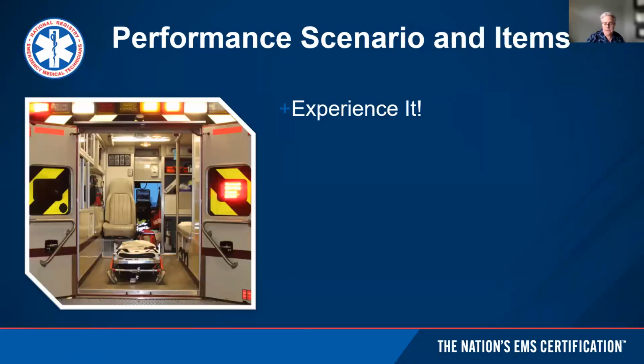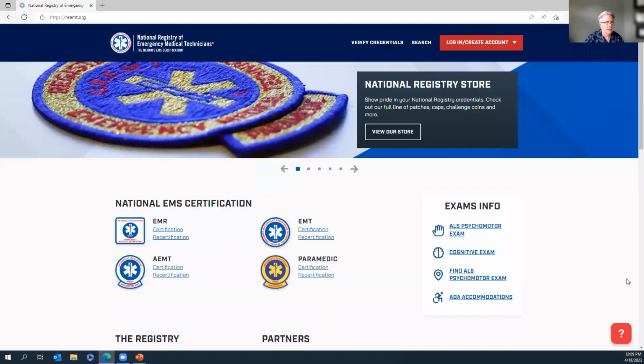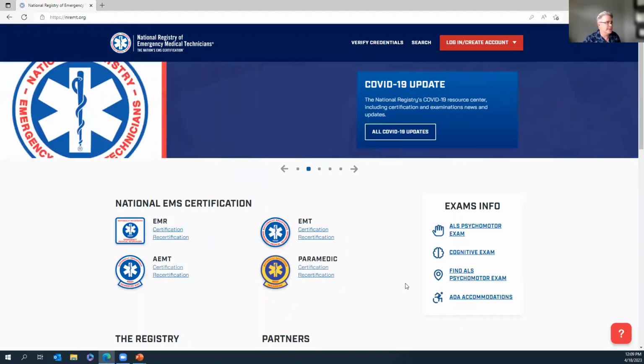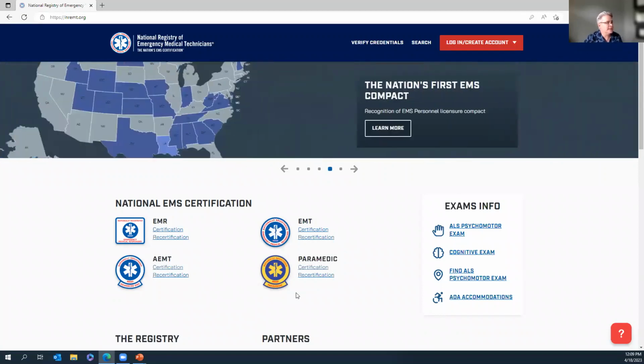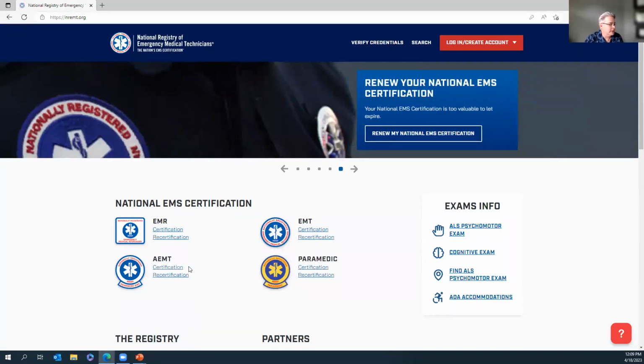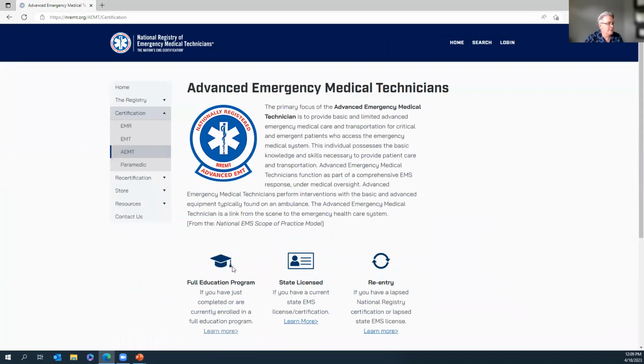All right, so let me transition here and let's go experience one. So what I have done is I've transitioned to the National Registry website. On this page, you're going to see National EMS certification for the 4 levels, the EMR, the EMT, the AEMT, and the paramedic. And so if you want to experience a scenario, all you have to do is click on certification at the AEMT or the paramedic level and follow the prompts here.